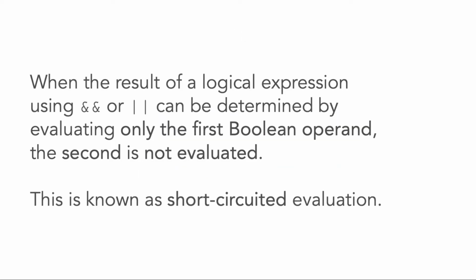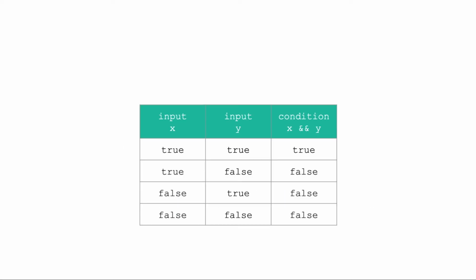When the result of a logical expression using and or or can be determined by evaluating only the first Boolean operand, the second is not evaluated. This is known as short-circuited evaluation. In the case of x and y, which of these might be considered a short-circuited evaluation? If you guessed either of the last two rows, you are correct.